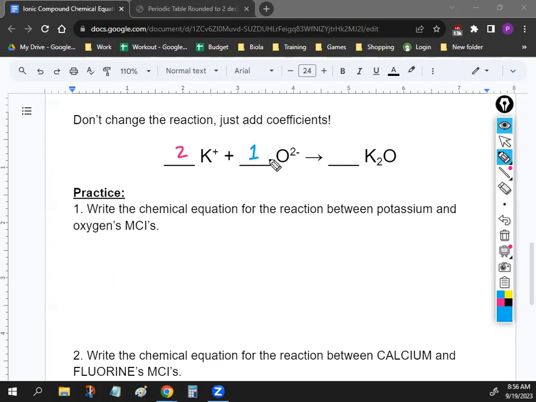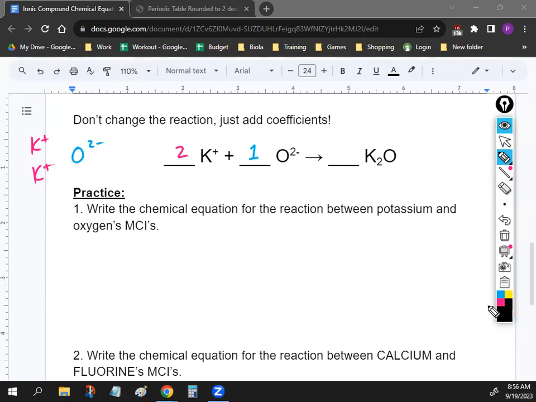Yeah, we used 1. So look back at your warm-up. If you remember, we had 2 Ks, right? We had K plus, and then we only wrote down O2 minus 1 time. So you got 2 Ks, so we put a 2 in front of K plus, and we only used 1 O2 minus in order to balance it out.